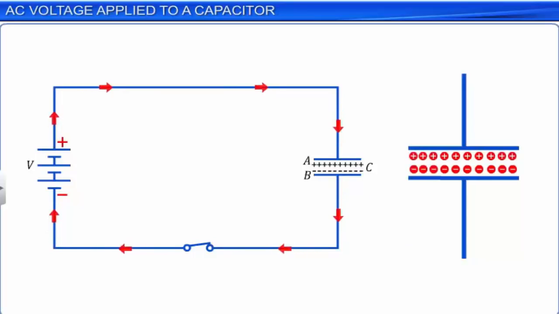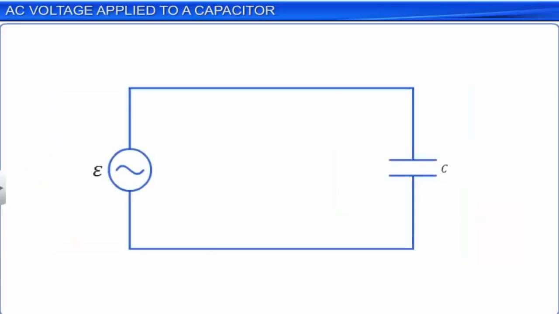When the capacitor is fully charged, that is, the plates cannot take any more charges, the capacitor fully resists the current and the current in the circuit falls to 0. This state of a capacitor is known as a steady state. Now let's look at how a capacitor behaves if an AC voltage is applied across it. Consider a capacitor of capacitance C connected to an AC voltage source as shown.